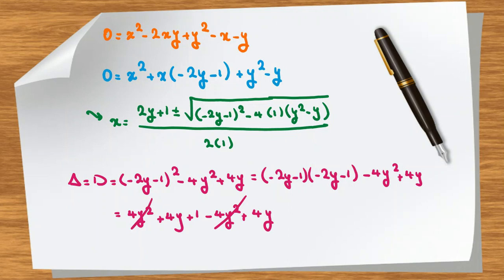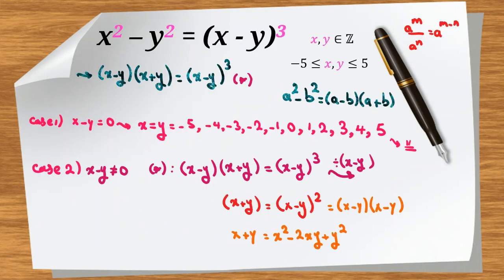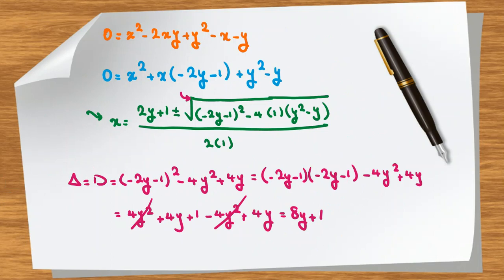We can cancel these two terms. It will be 8y plus 1. So 8y plus 1, because it is inside a square root here, it should be a perfect square. We know x and y are between negative 5 and 5. So because it should be a perfect square, for y equal to negative 1, negative 2, these numbers, it will be negative, it's bad. For 0, it's good.